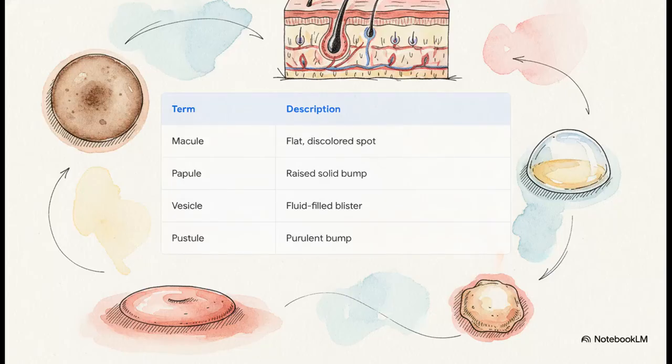A huge part of your assessment involves identifying abnormalities and, crucially, using the exact right medical terminology to chart them. We categorize lesions by their physical traits. So, a macule, that's flat and discolored, kind of like a freckle. But a papule is raised and solid, usually less than 1 centimeter. If it's fluid-filled, it's a vesicle. Think of a small blister. And if that fluid is purulent, well, then you've got a pustule. Getting this vocabulary locked in is absolutely essential for clear, professional communication with your team.